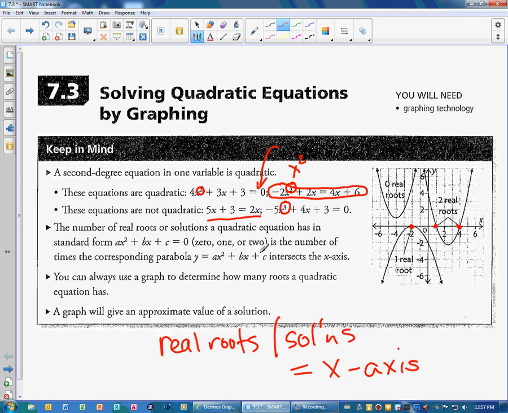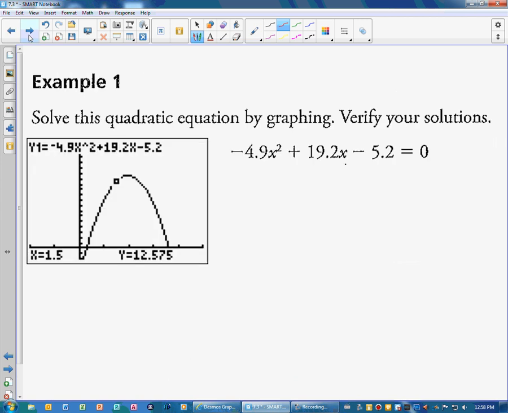And then it says that you can always use a graph to determine how many roots a quadratic equation has, and a graph will give you an approximate value of a solution. So sometimes the quadratic equation or the parabola goes through the x-axis at a really nice, easy to read point. Sometimes it doesn't, and that's where graphing technology can come in really handy.